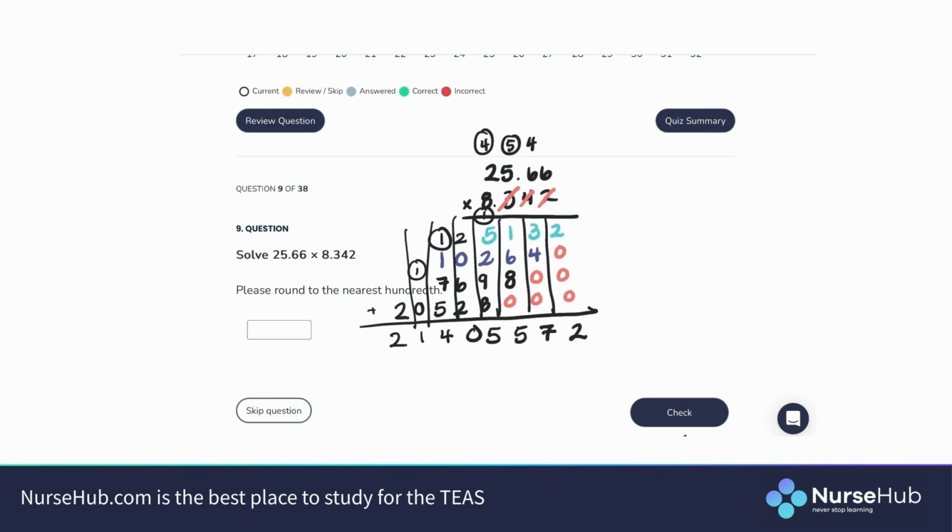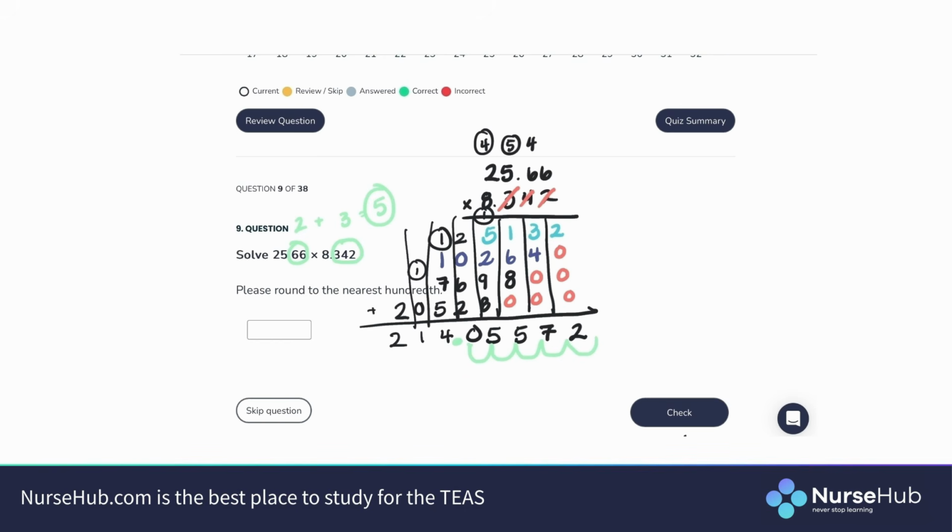What we have to do is think how many numbers were after the decimal point in your problem. So if we look at our problem, we had the 6 and the 6 were behind the decimal. 3, 4, and 2 were behind the decimal. So 2 numbers behind the decimal plus 3 numbers behind the decimal means we should have 5 numbers behind the decimal. 1, 2, 3, 4, 5. Decimal point goes right here.